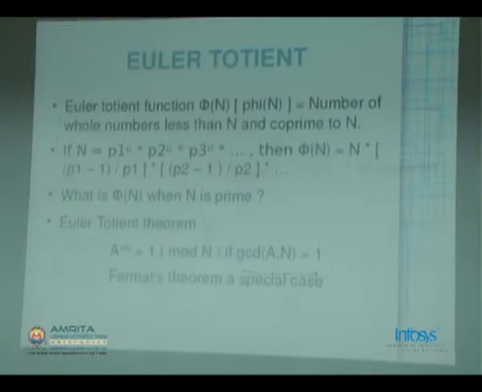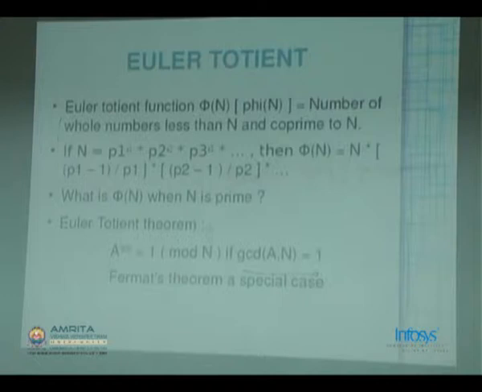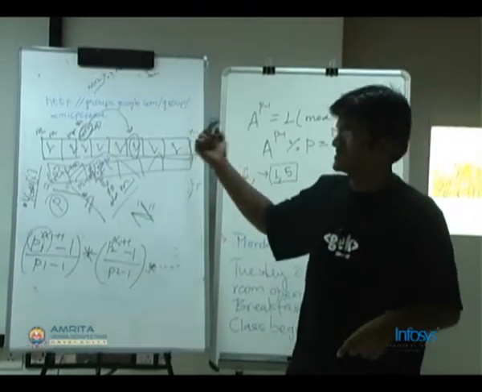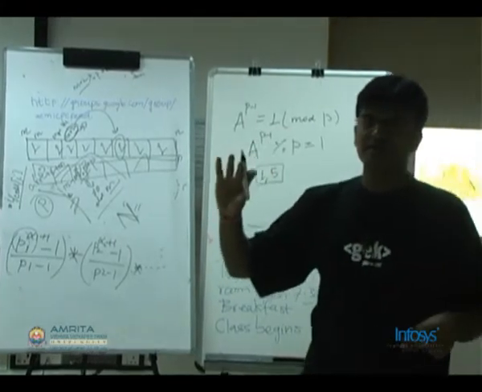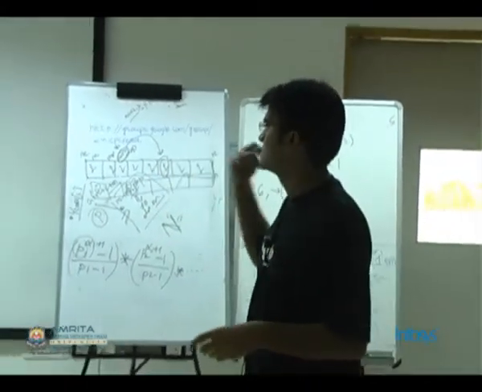So, the Euler totient function, as I defined, is the number of whole numbers less than n and co-prime to n. Like for 5, all 4 numbers less than 5 are co-prime to it. Similarly, take the number 6: you will find that 1 and 5, there are 2 numbers which are co-prime to it. So phi of 6 is equal to 2. So you get the basic idea, right? What is the Euler totient function? Fine.